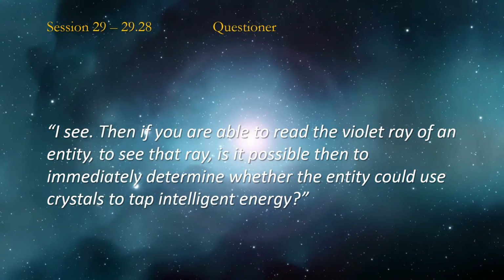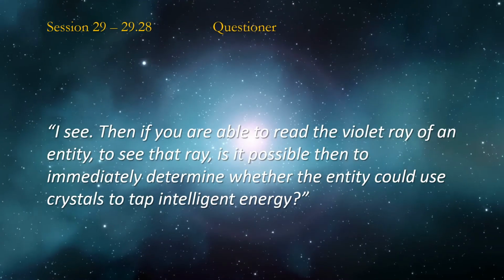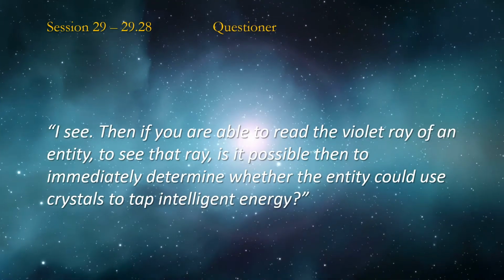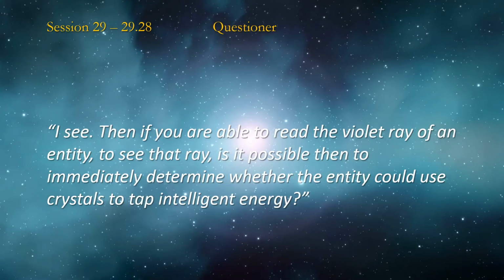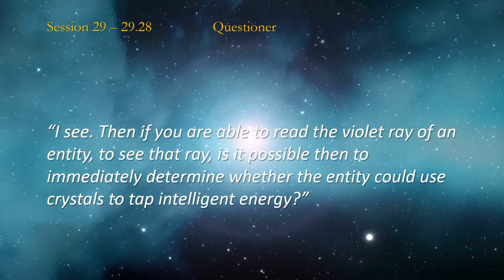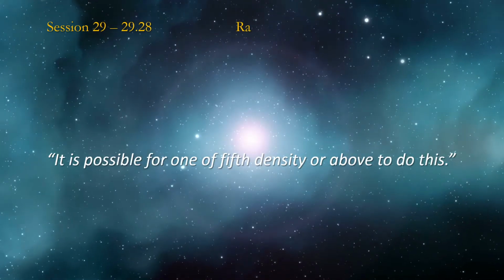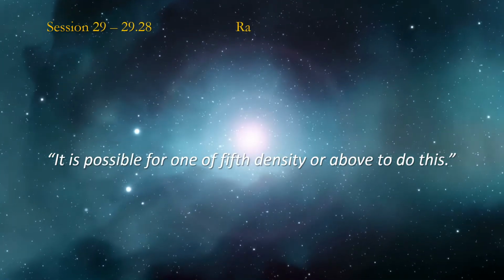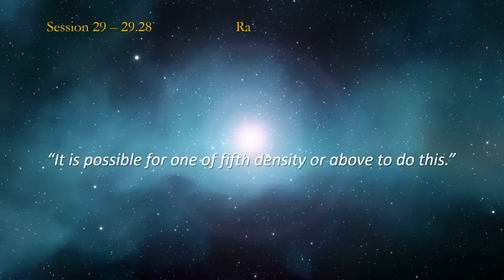And Don says, I see. Then if you are able to read the violet ray of an entity, to see that ray, is it possible then to immediately determine whether the entity could use crystals to tap intelligent energy? Ra says it is possible for one of 5th density or above to do this, so not us, or not somebody from 4th density.